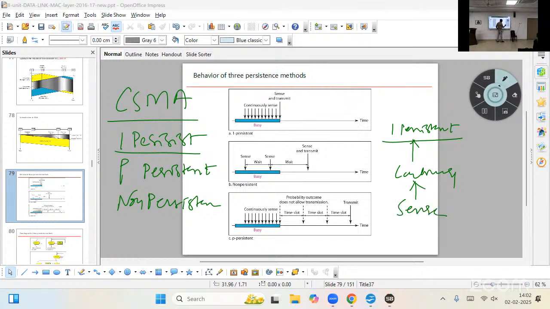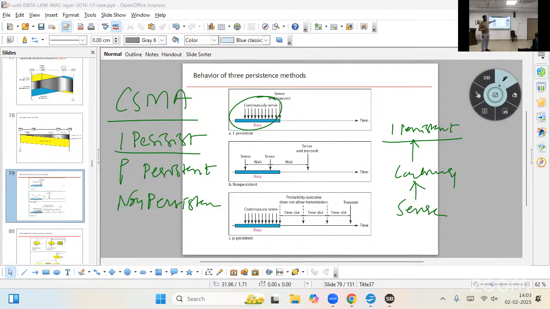For example, if you went home and your mother cannot open the door, what will happen? We need to continuously ring the bell or continuously knock on the door. In the same way, if you want to sense the channel, it will continuously sense the channel, like continuously pressing the calling bell or knocking on the door.